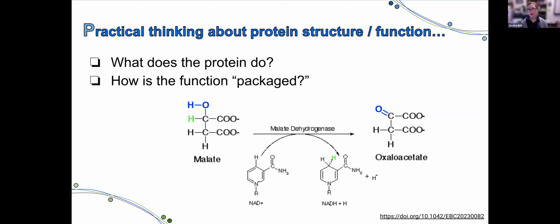And so how do we package this into a three-dimensional structure that allows for this to happen efficiently and potentially with regulation attached to it?